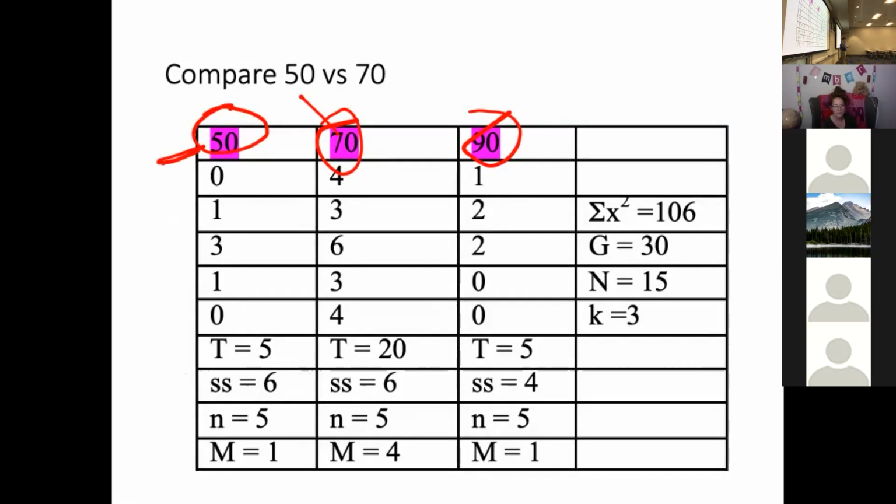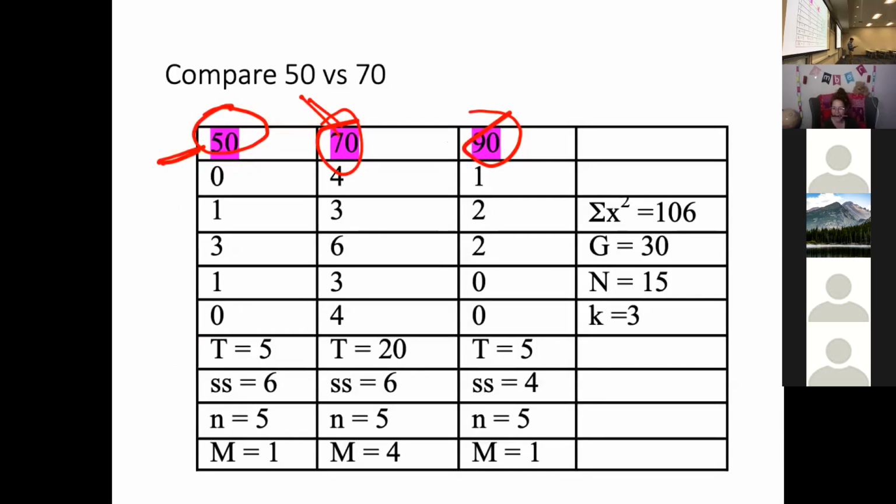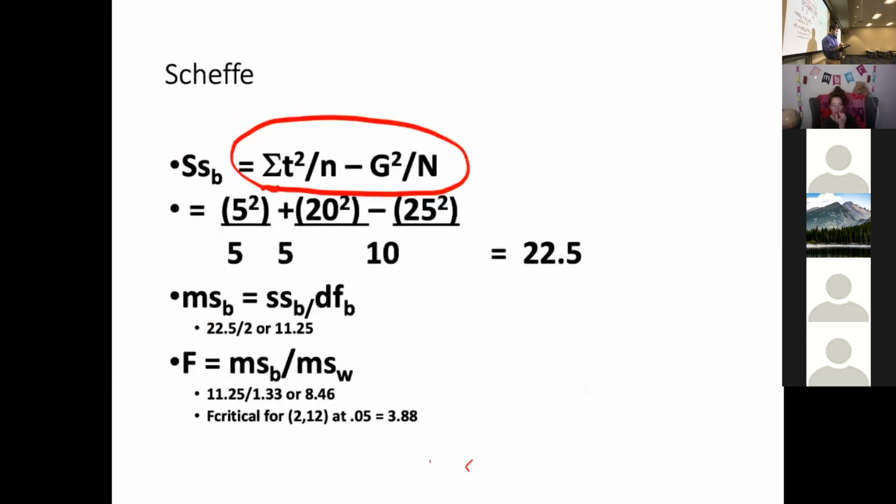So again, we're making the comparison between 50 and 70. And so we first need to calculate that sum of squares between, with the same equation we used before, but now we're only using two values, right? Two t's. And those two t's come from the variables of interest, right? And so if we were doing this for the full ANOVA, we would take every one of these t's, right? But because we're only comparing for Scheffe's test, the 50-degree condition and the 70-degree condition, those are the only two t's we're putting in there, right?